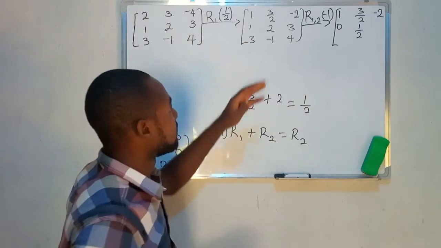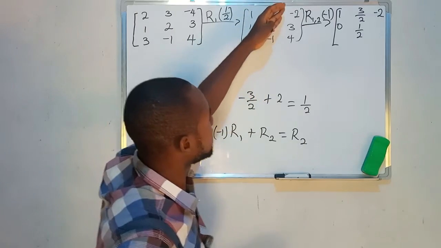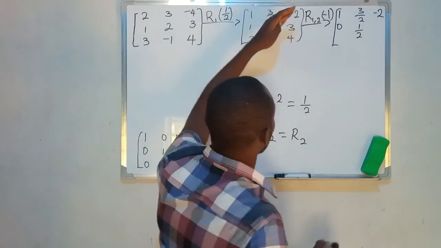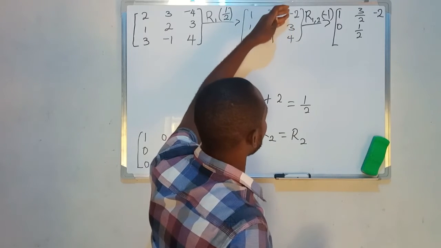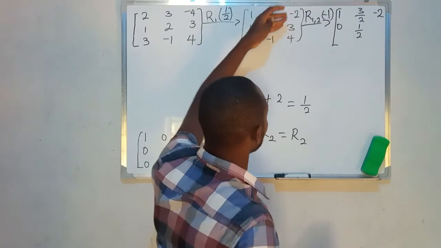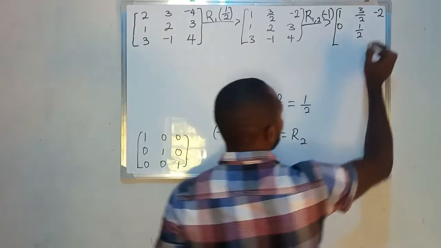And then we go to the next number here, we'll have minus 2. And then multiplying it with minus 1, we have 2. And then adding it to this, we have 5.